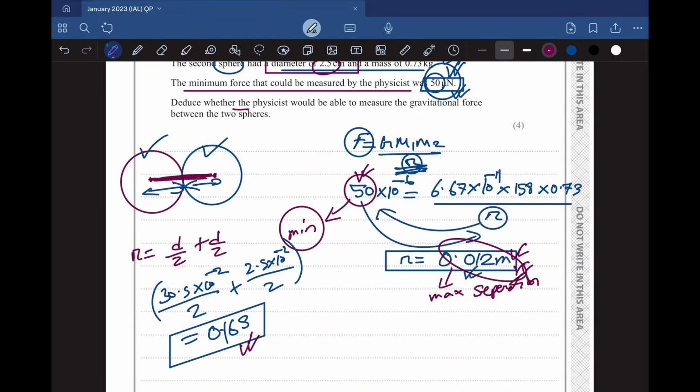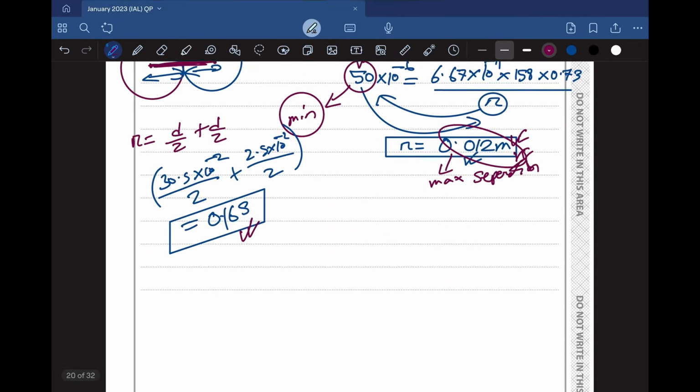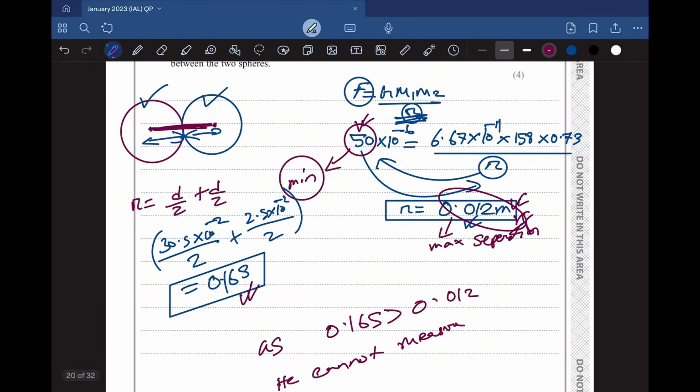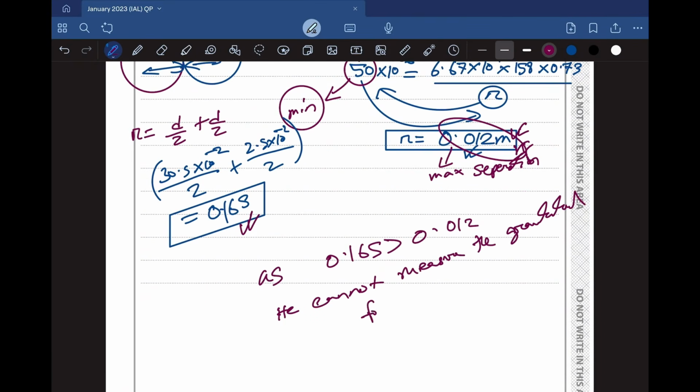So we can say the physicist wouldn't be able to measure the gravitational force, as 0.165 is greater than 0.012. Okay, he cannot measure the gravitational force between the spheres. So that's how our answer is going to be. Now moving on to the next question.